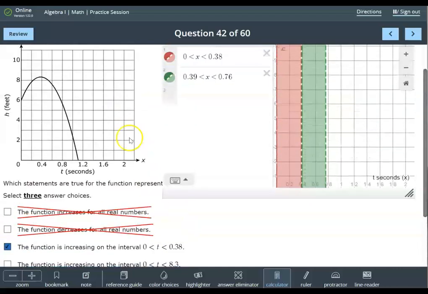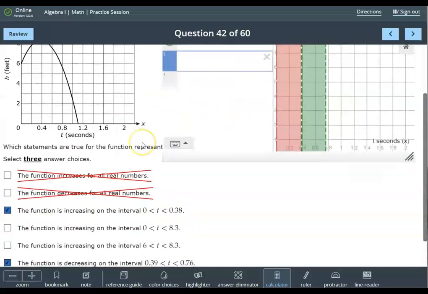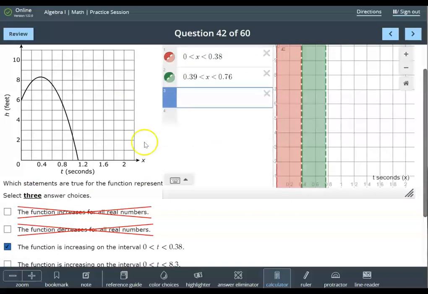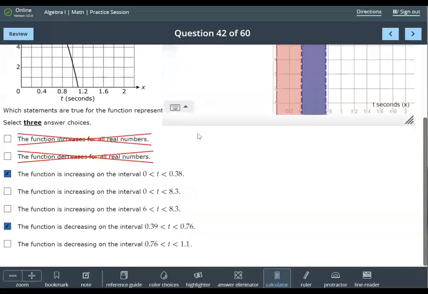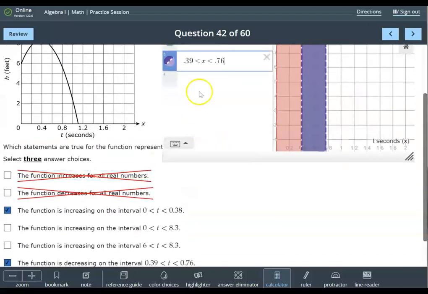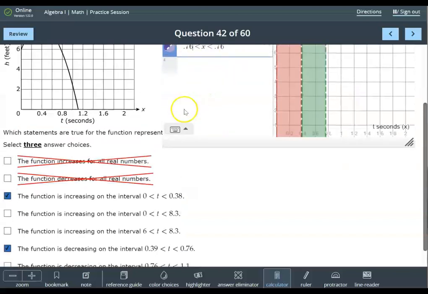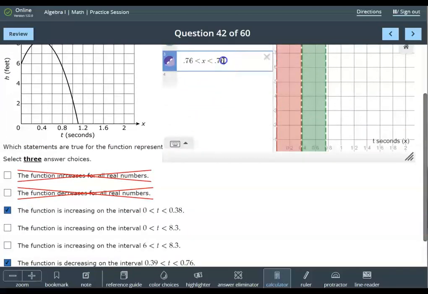And then finally, we want to see about the interval from 0.39 to 0.76. So 0.39 is less than x is less than 0.76. Oh no, I didn't do it right. 0.76, we already did that one. 0.76 to 1.1. My bad. All right, so that's the purple region in my graph.